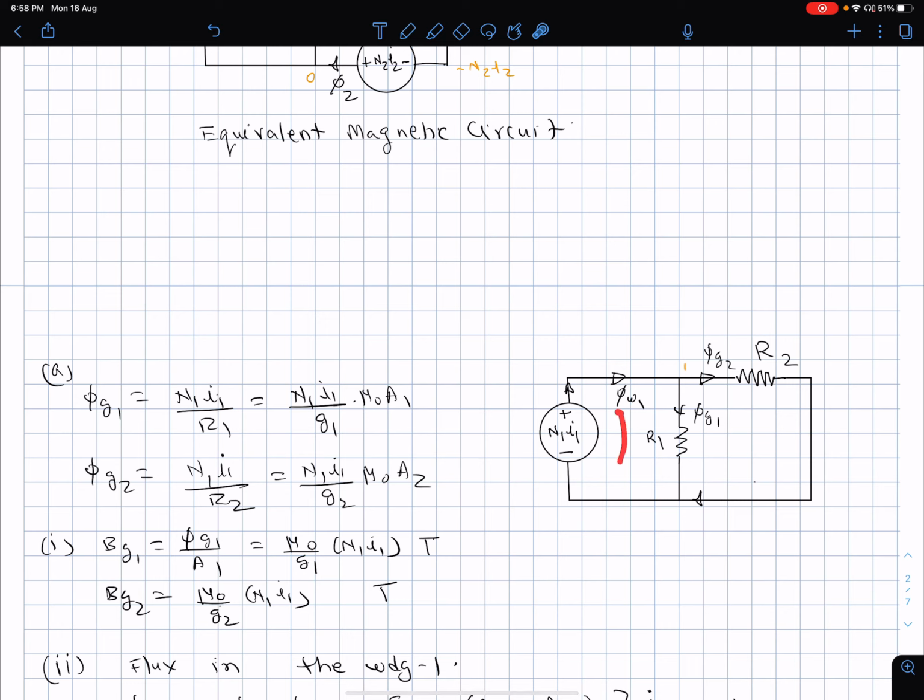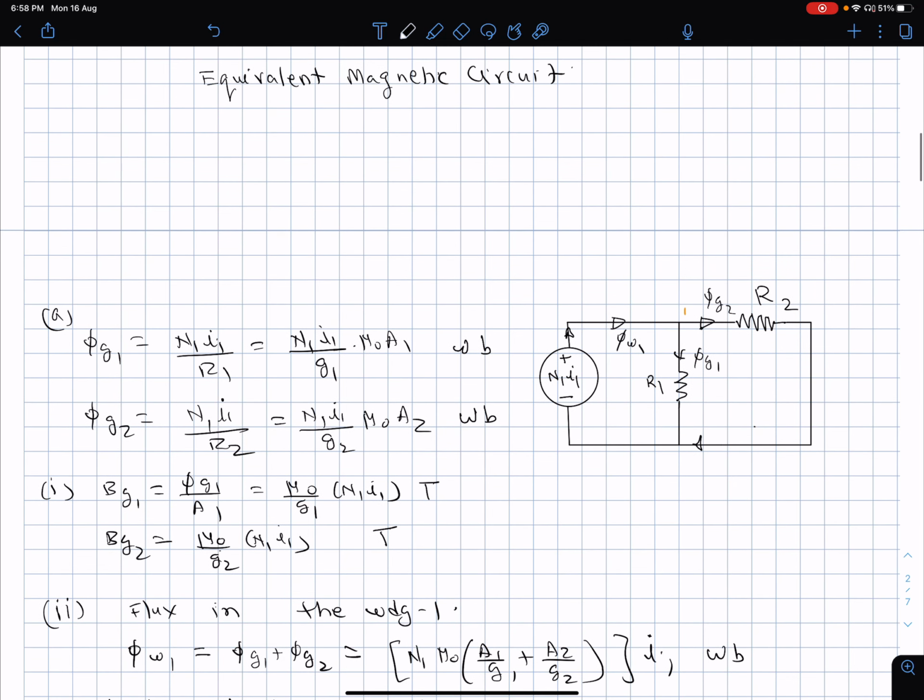Similarly, N1I1 also is the MMF acting across R2. So therefore, phi G2 will be N1I1 by R2, and when you substitute that, this is what you will get as the flux here. Let's write down the units for flux. Always write down the units. Make it a practice. I'll deduct marks if I don't find units written in the paper. So if I have an expression but you don't write the units, then I deduct marks.